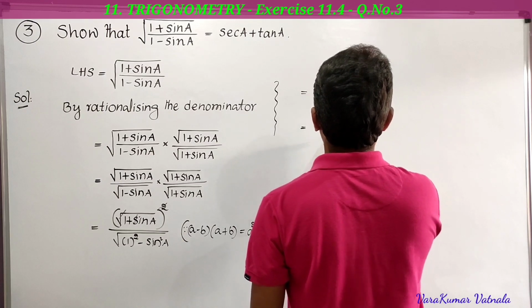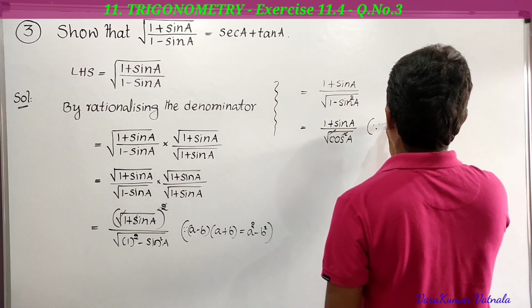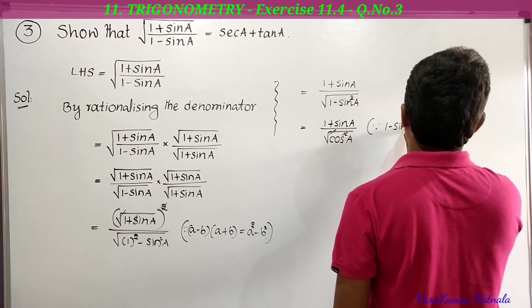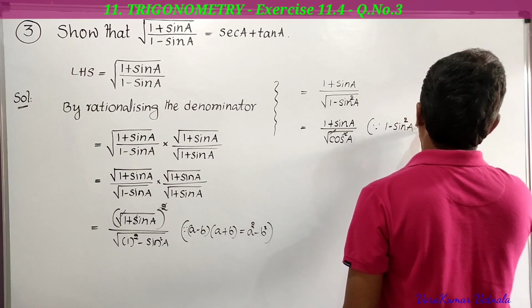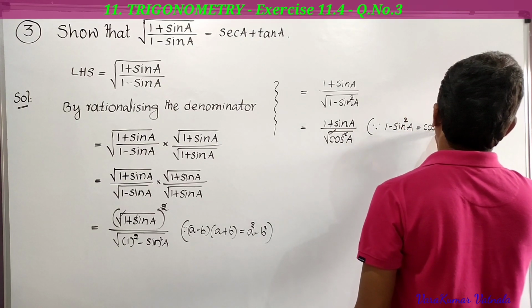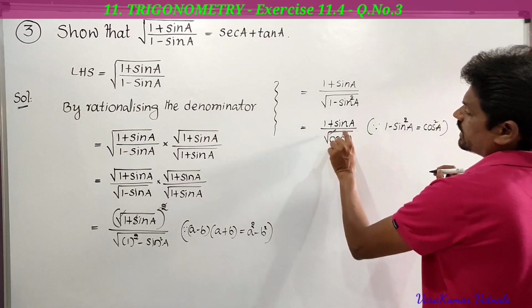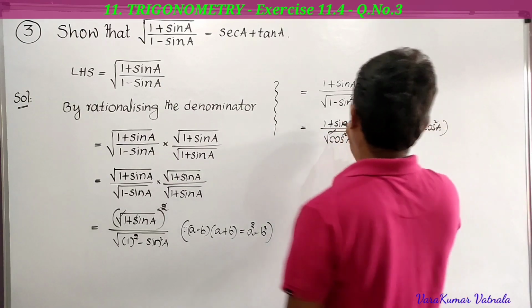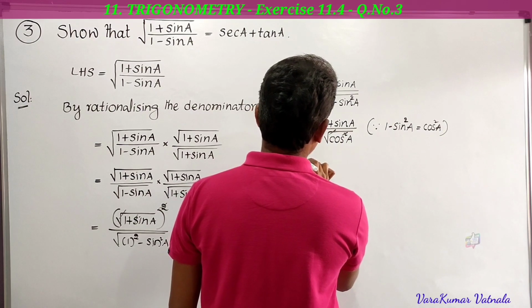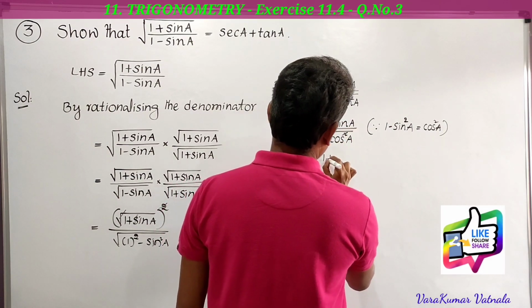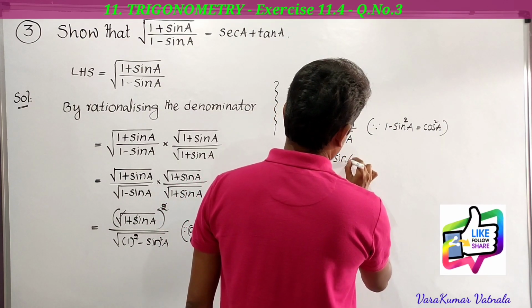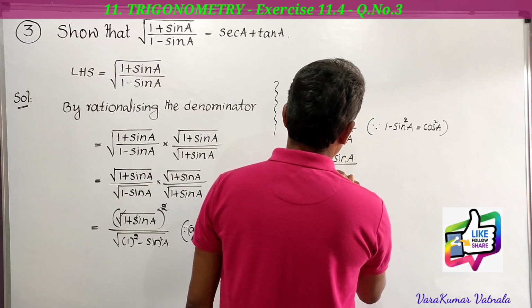So the square root again gets cancelled, since 1 minus sin square a is equal to cos square a. So now we have 1 plus sin a by cos a.